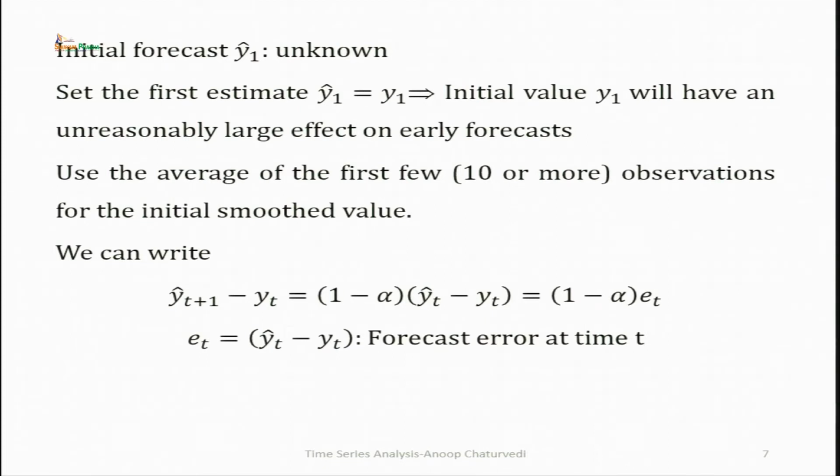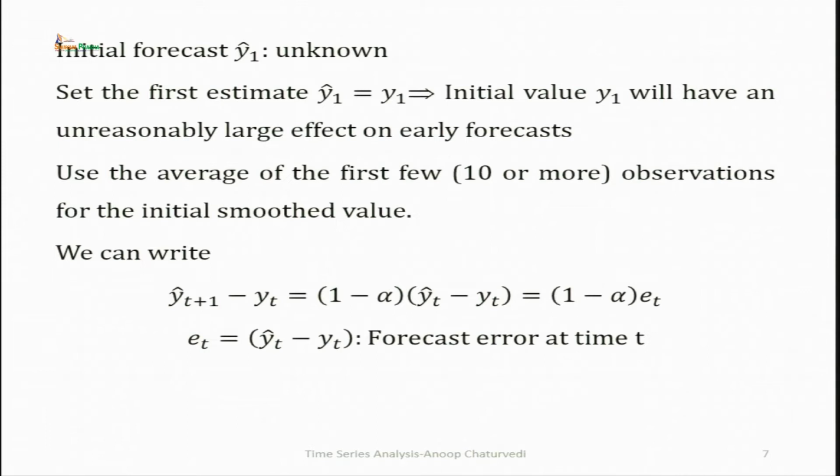Usually the initial forecast value y hat_1 is unknown. Then one of the options is that you set the first estimate y hat_1 equal to y_1. So, the initial forecasted value y hat_1 is equal to y_1, but the problem with this approach is that the initial value y_1 will have an unreasonably large effect on early forecasts.